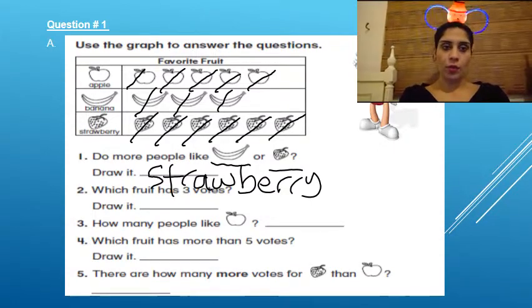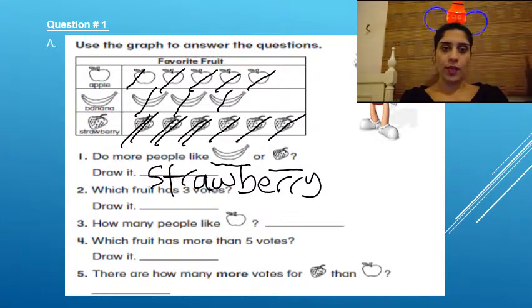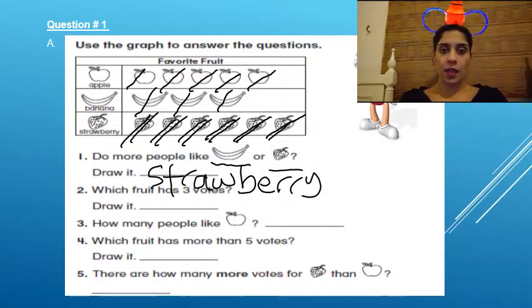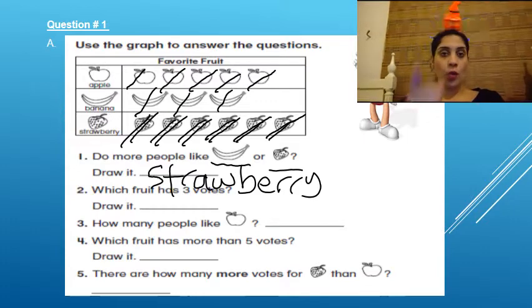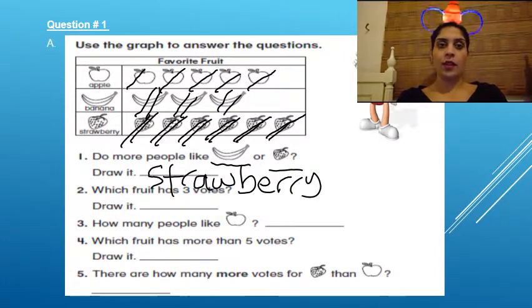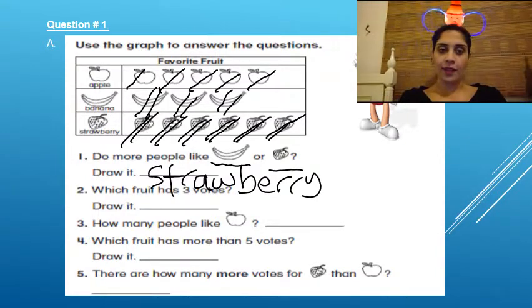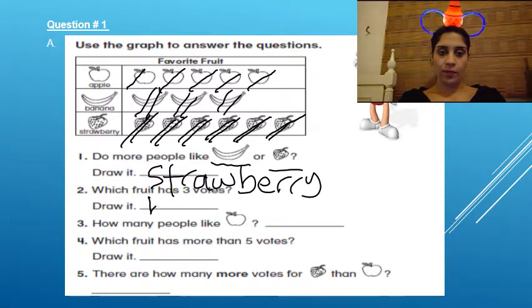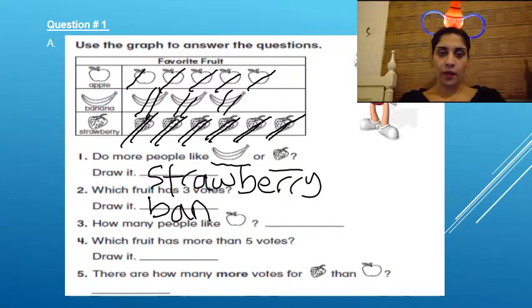Let's count the strawberries. 1, 2, 3, 4, 5, 6. There are more than 3. We still have only one choice, which is the banana. 1, 2, 3. There are 3 bananas. Then bananas got 3 votes.